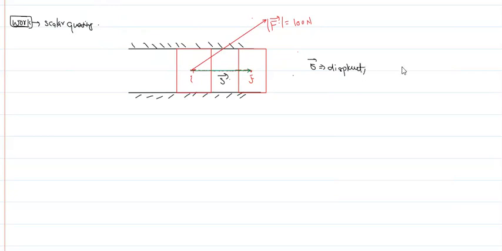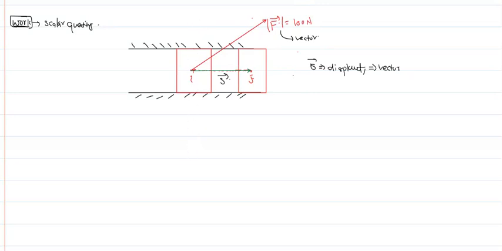Displacement is a vector because it has magnitude, because this block will move a certain distance in a particular direction. So it is a vector quantity because it has both magnitude as well as direction. And force, you know that force is also a vector. You can see this block will not move in this direction.